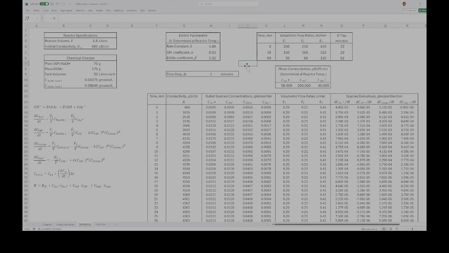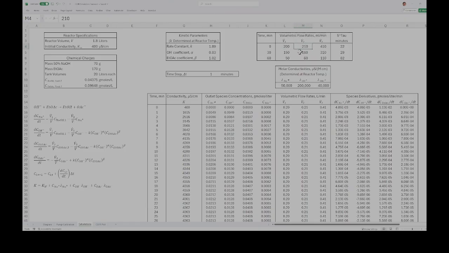In the course of the experiment, we're going to run different flow rates of the hydroxide and ethyl acetate into the reactor. So we're going to look at different combinations of volumetric flow rates going into the reactor for each one. So looking at 200 milliliters per minute of sodium hydroxide flow at time 0, and we'll use a value of 210 milliliters per minute of ethyl acetate at time 0. These are the actual flow rate readings.